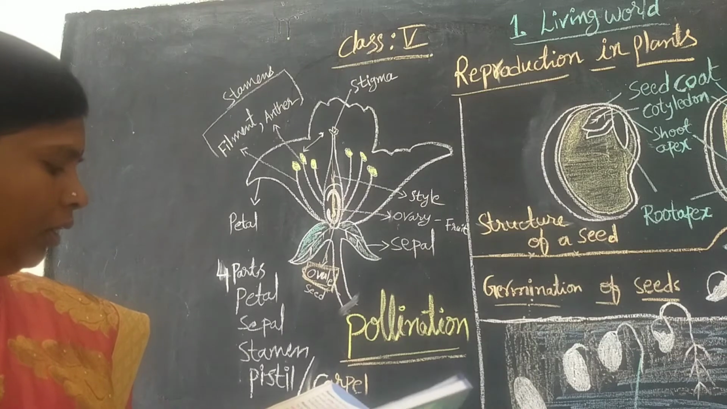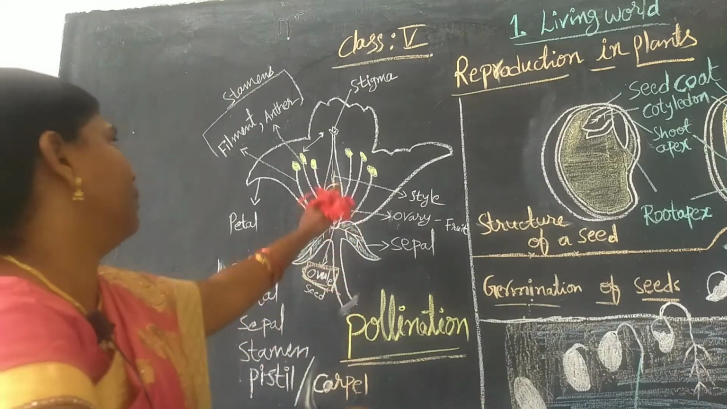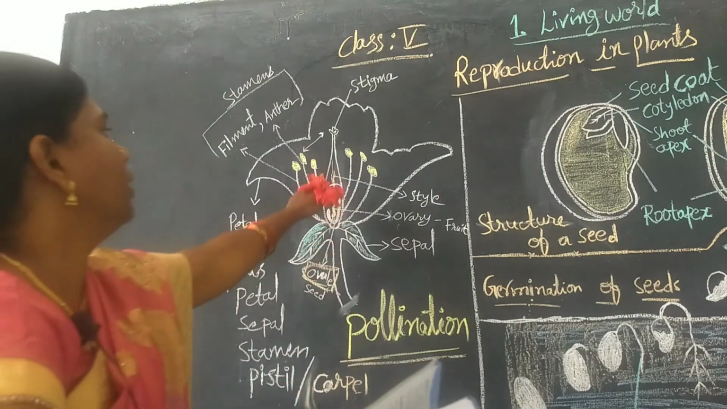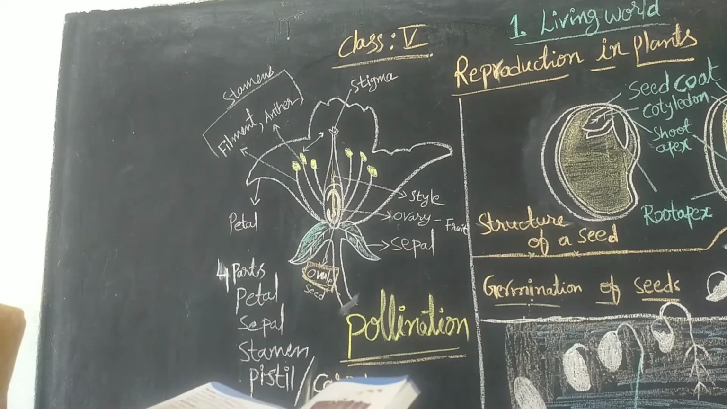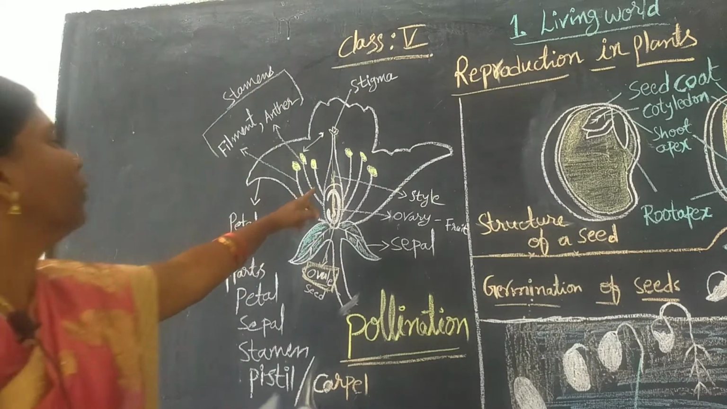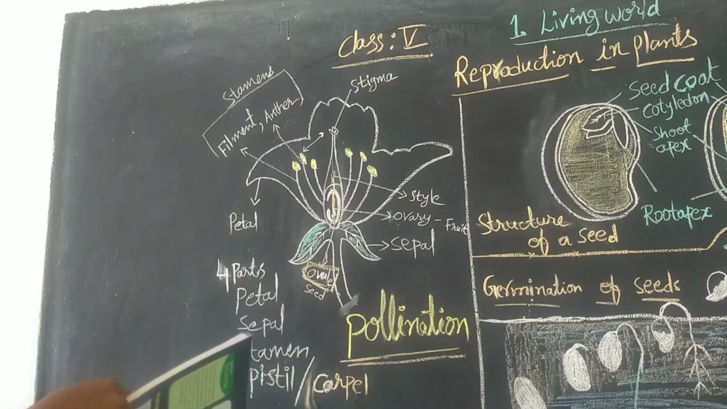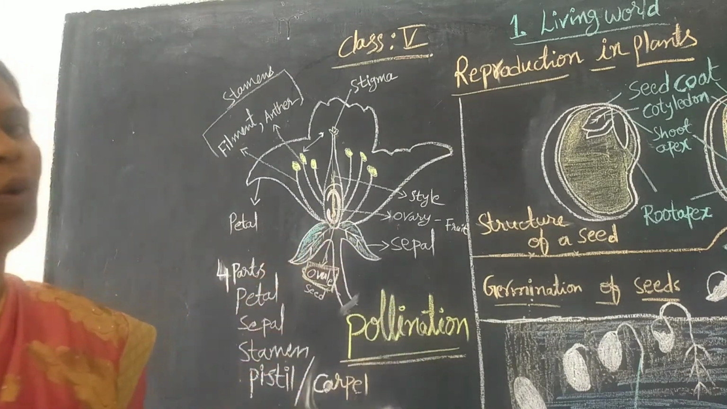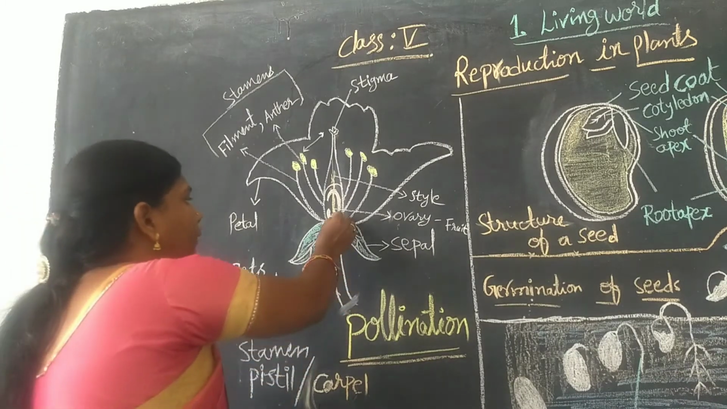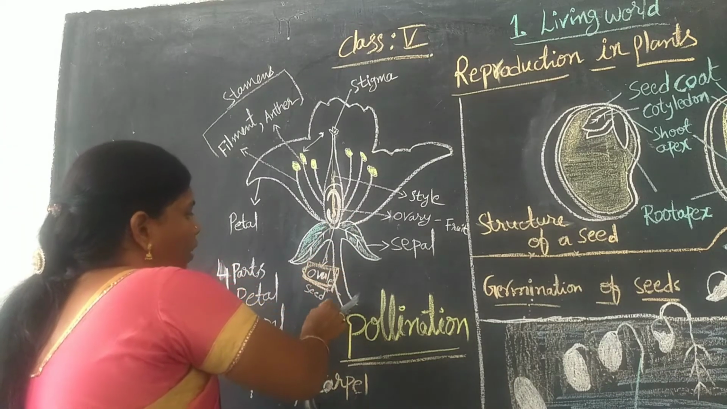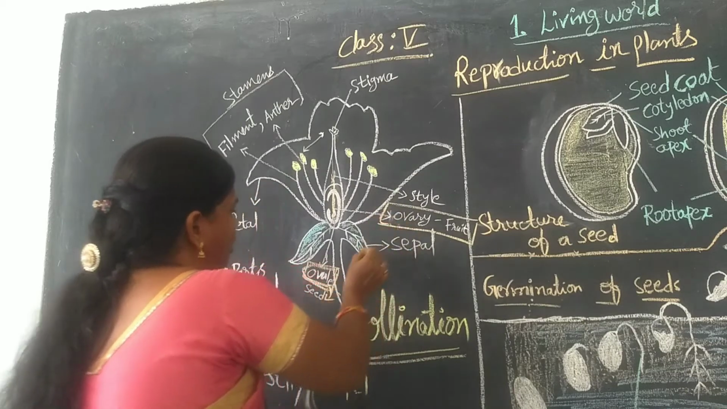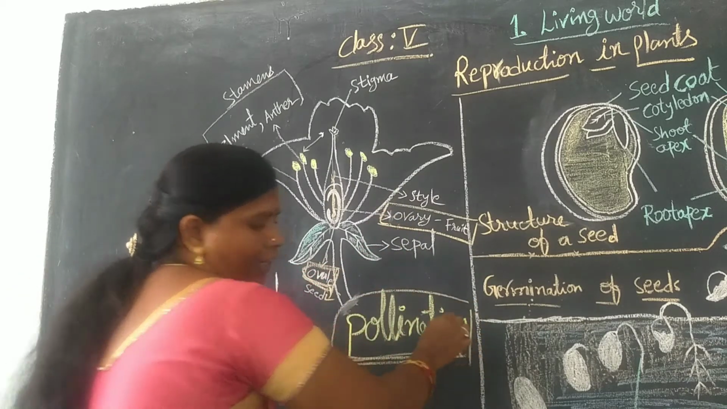Again I explain how, when a pollen grain lands on the stigma, a tube grows from it. It moves down the style and goes to the ovary. Then the pollen fertilizes the ovule. Ovule becomes seed and ovary becomes fruit. This process is called pollination.